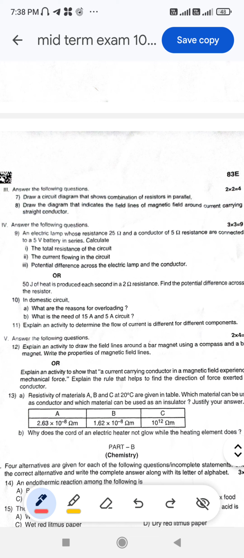Okay. Next, the 12th question is: explain an activity to draw the field lines around a bar magnet using a compass and the magnet, and write the properties of magnetic field lines, right? So first you have to draw a bar magnet, correct? It is a bar magnet, here north pole and south pole.